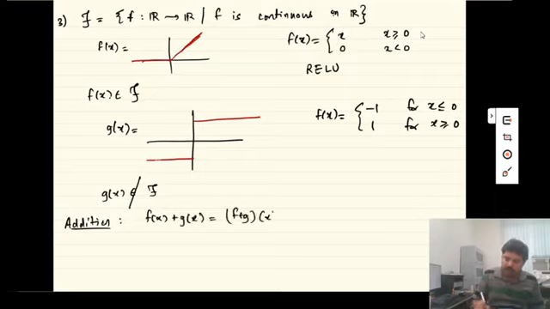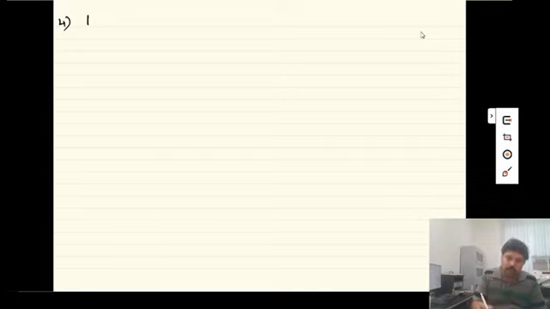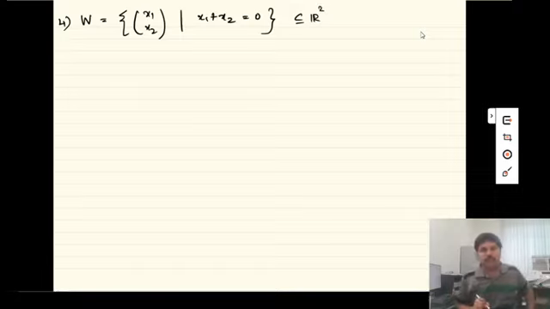I define a set W to be the set of all vectors of the type (x1, x2) such that x1 plus x2 is equal to 0. This is the set I defined, W, the set of all ordered pairs (x1, x2). So clearly this set is a subset of R2, and the question we want to ask is: is W a vector space over R?